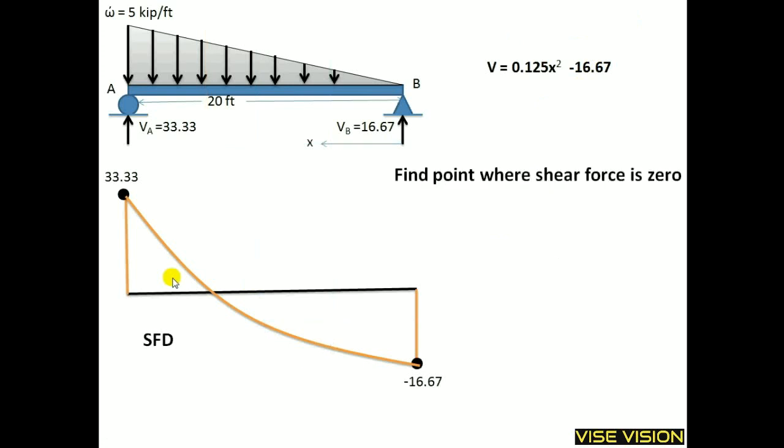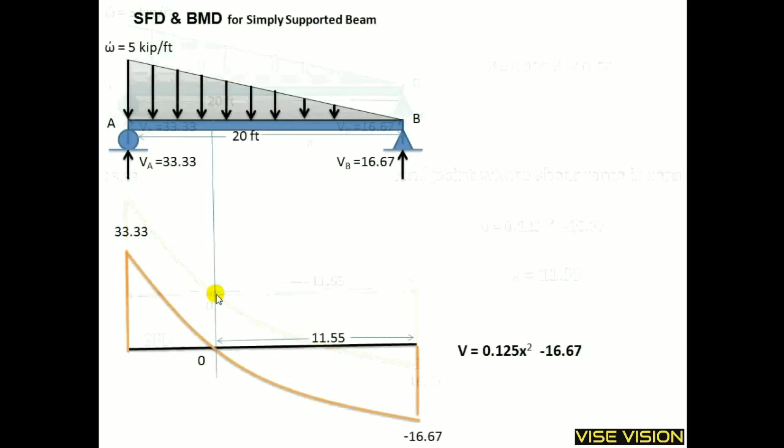Now the question arises: find the point where the shear force is 0. I will find out this point because we will need it further on. This question can also arise in the question paper, or anywhere you may need it. I will simply put shear equal to 0 in this equation, and I will find the x distance equal to 11.5, which is the x distance where shear is equal to 0.